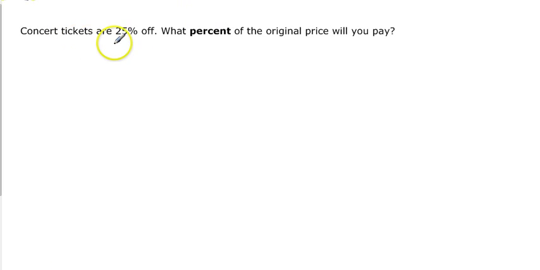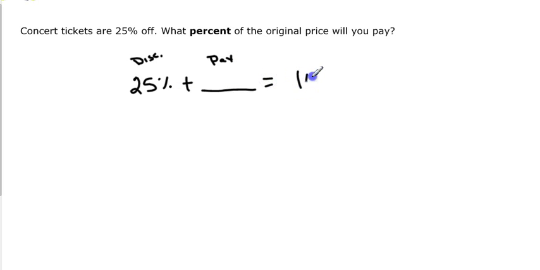Okay, this problem says concert tickets are 25% off. What percent of the original price will you pay? Your understanding of this is that when you are discounted a certain amount, so let's say it's discounted 25%, so we'll call this the discount, plus the amount you pay is going to have to equal 100%. So when I look at this, if I'm looking at 25%, well, 100 minus 25 makes 75. So the price that I'm going to pay is 75%. Keeping this in mind, when we go to find the original price, we're always looking for the amount that we paid.